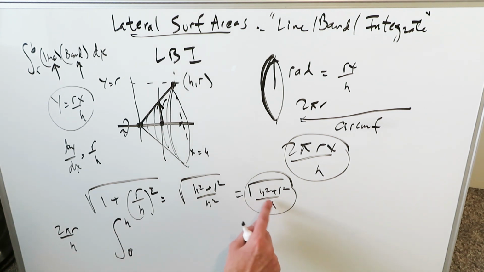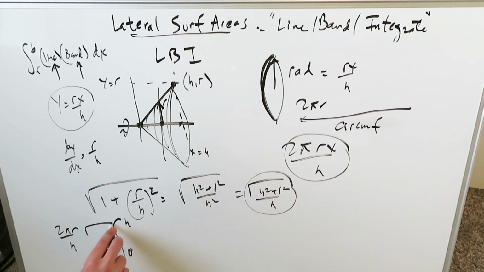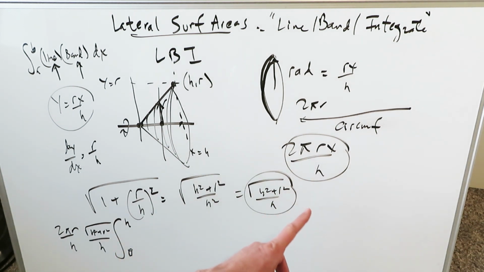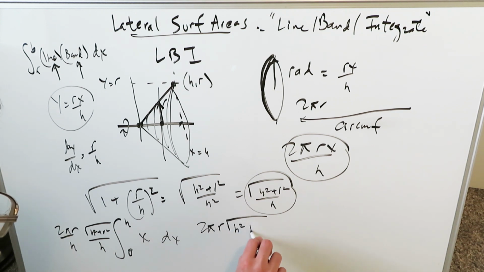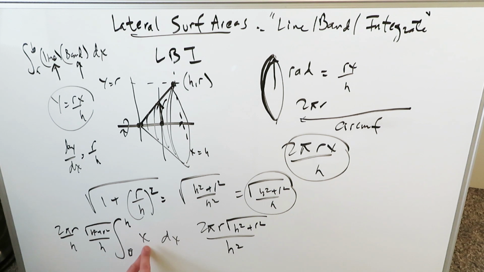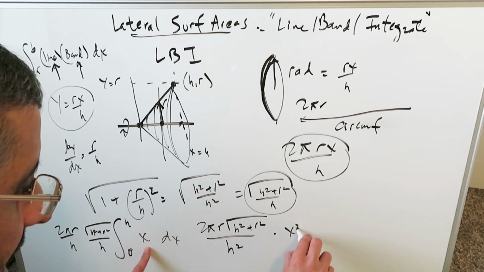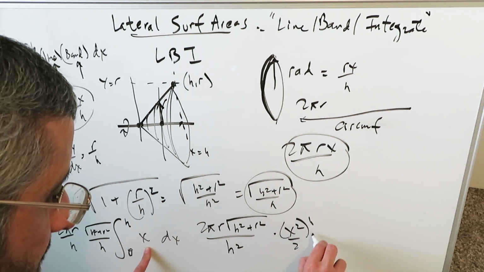Over here I have a constant 2. Everything here is a constant times square root of h square plus r square divided by h. What's the only variable? This. x is the only variable. x dx. Combine all of these. I have here a 2 pi r square root h square plus r square divided by h times h, which is h square, times the antiderivative, which here will be x square over 2 with an h and a 0.